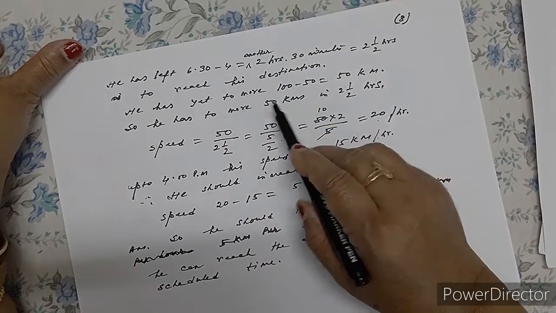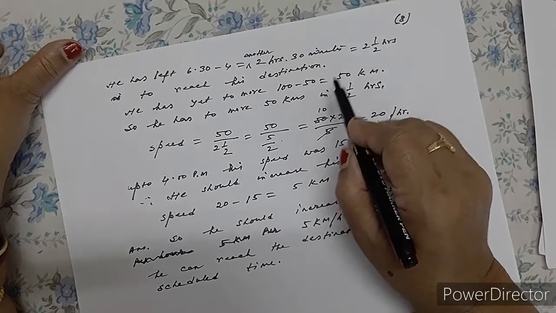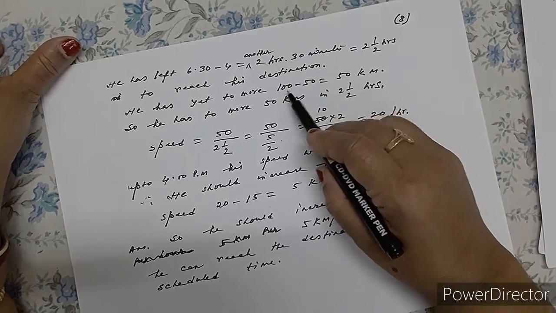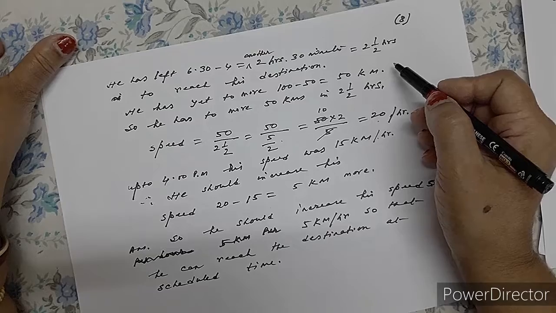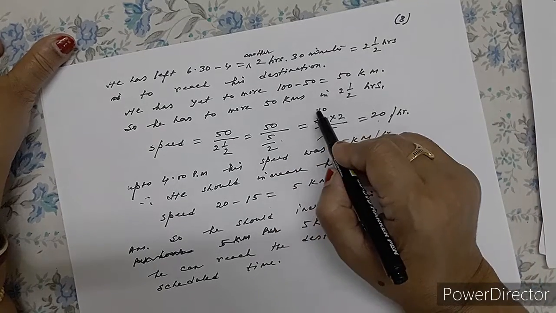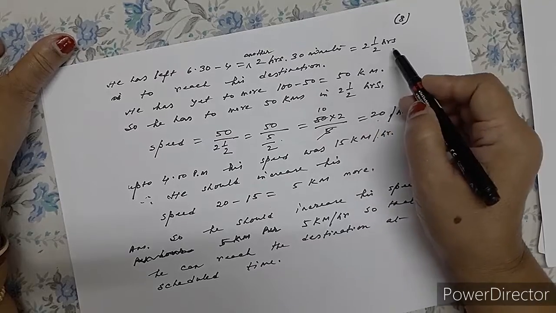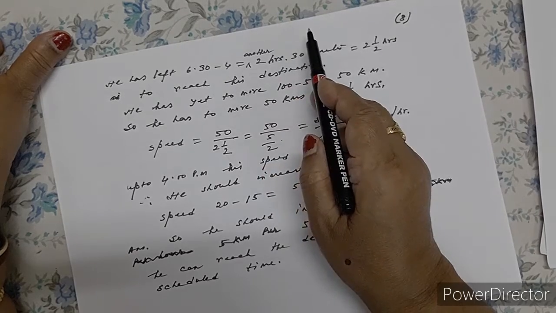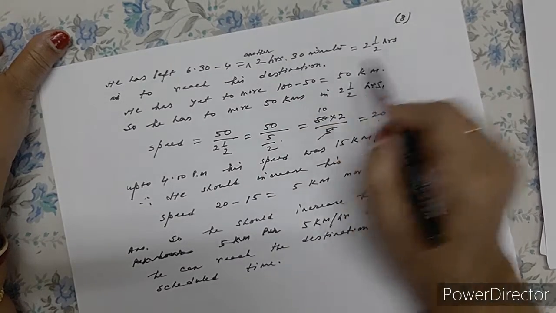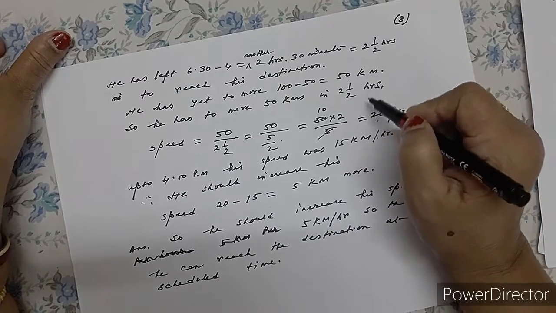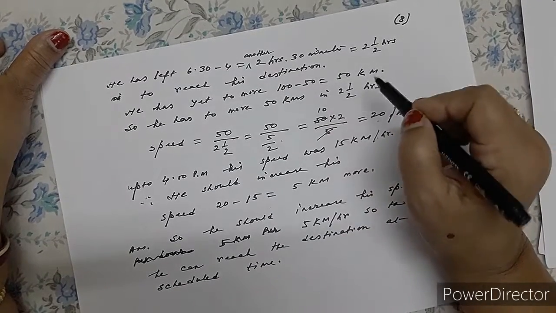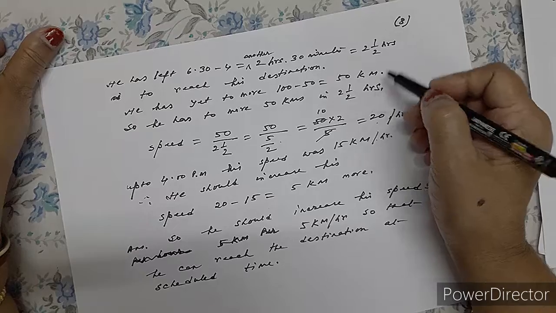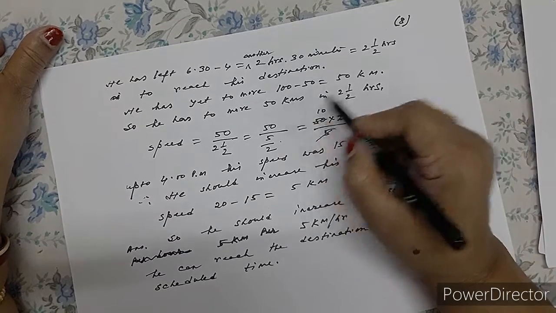How much has he yet to move? Total distance is 100 kilometers. Already 50 kilometers has been covered by 4 p.m. So he has to cover another 100 minus 50, another 50 kilometers. Within how much time? 2.5 hours, because it is 4 now and he has to reach by the scheduled 6:30. So he has to cover 50 kilometers within 2.5 hours.